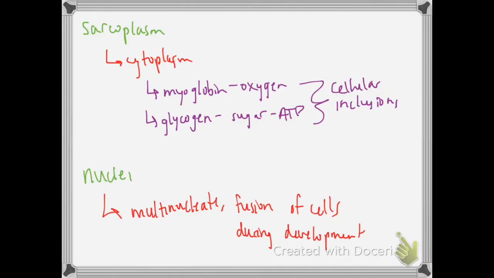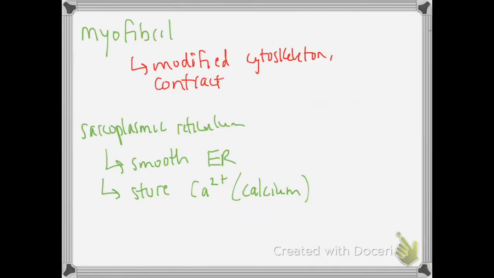We'll talk about that later, and we'll see why glucose is important. It's how we get our ATP. We'll talk about why ATP is important as well. The nuclei, we know that these are multinucleate from the fusion of cells during development, and now we're going into these other parts of cells like this modified cytoskeleton called the myofibril. There's hundreds or thousands of these in one muscle cell.